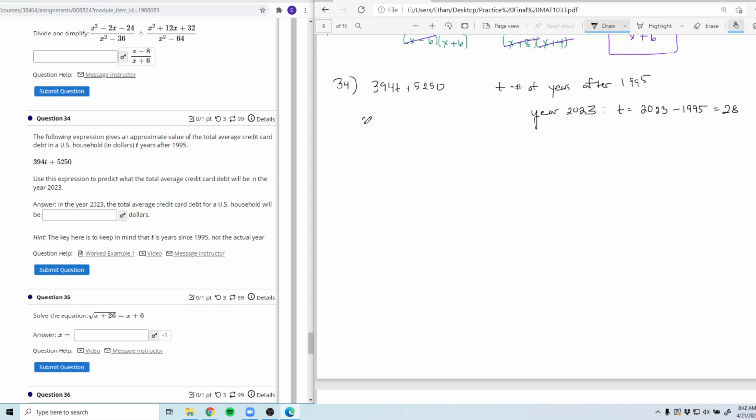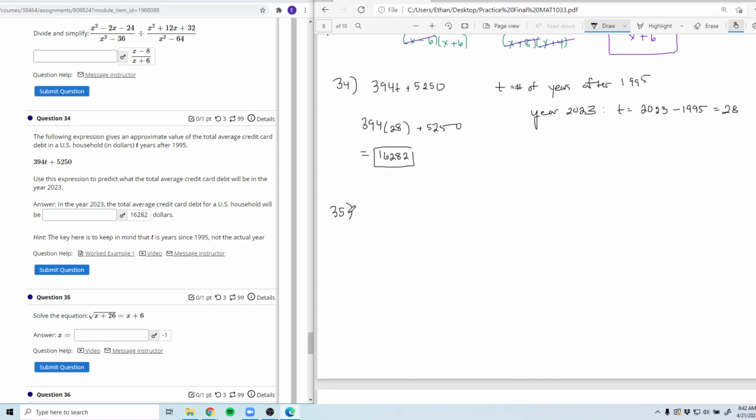Plug in the 28, we get 394 times 28 plus 5,250. Now this is pretty big numbers to deal with, so I'm going to use my calculator. And when I use my calculator, I get 16,282. The average household, supposedly in 2023, will have $16,282 in credit card debt.